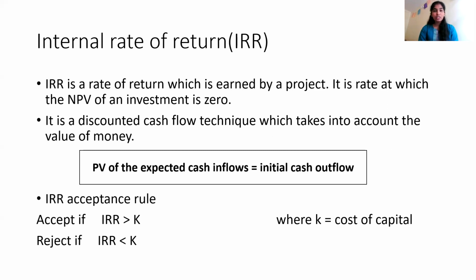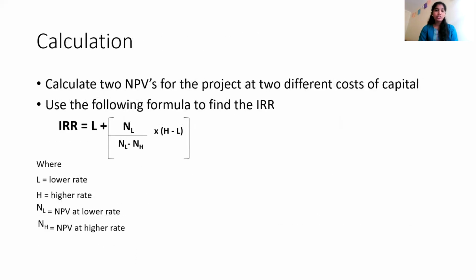So now let's look into the calculations as to how you need to calculate. You need to have two NPVs, one positive NPV, another negative NPV. Calculate two NPVs for the project at two different costs of capital. I will be telling you how to choose your discount factors using the following formula to find IRR.